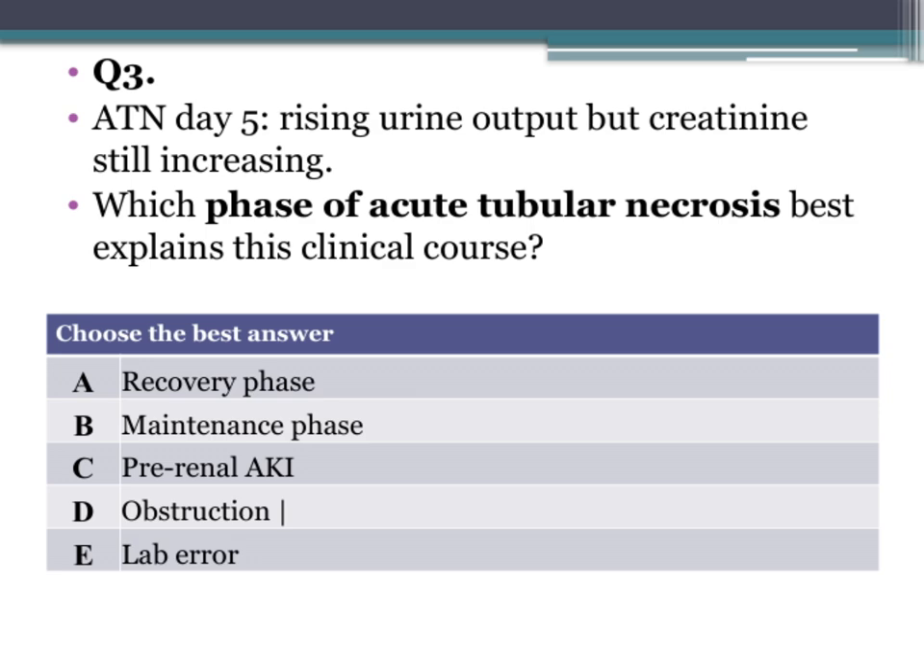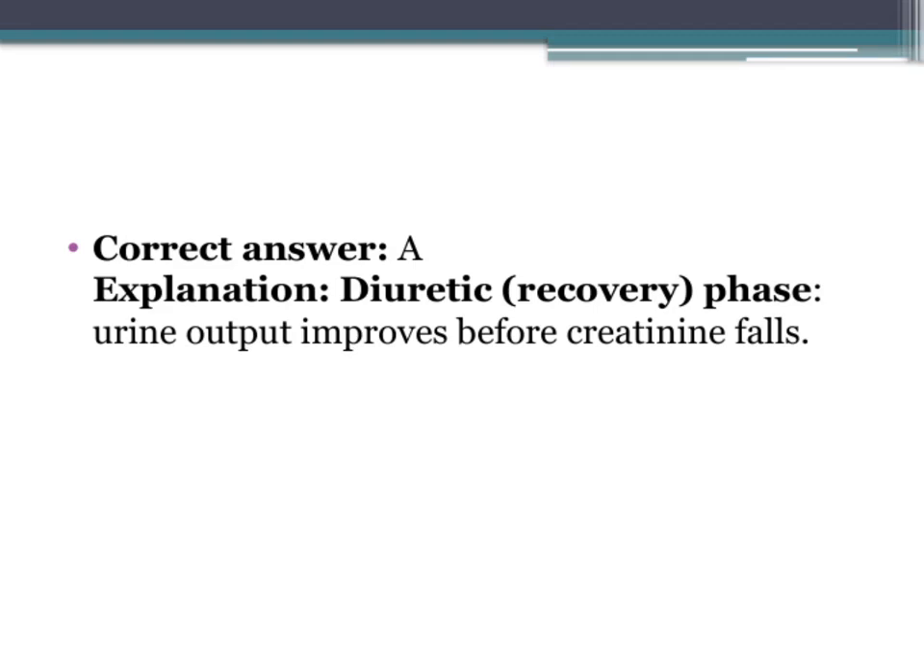So, connecting this to the overall theme, recognizing these phases helps us understand the natural course of AKI and guides our management strategies. Therefore, the best answer here is the recovery phase, where we see this pattern of rising urine output despite still elevated creatinine levels. The correct answer here is A now.